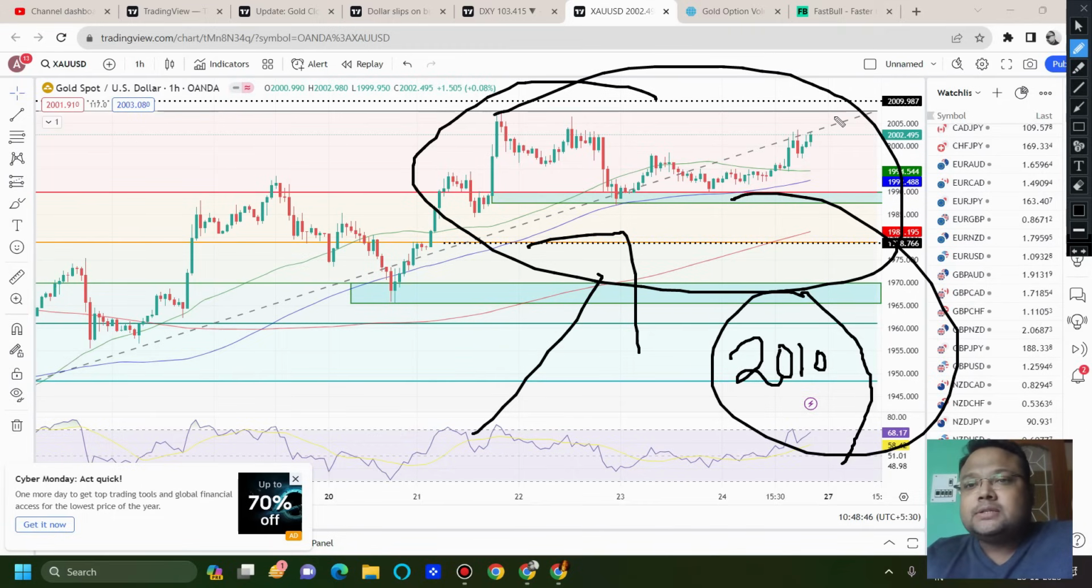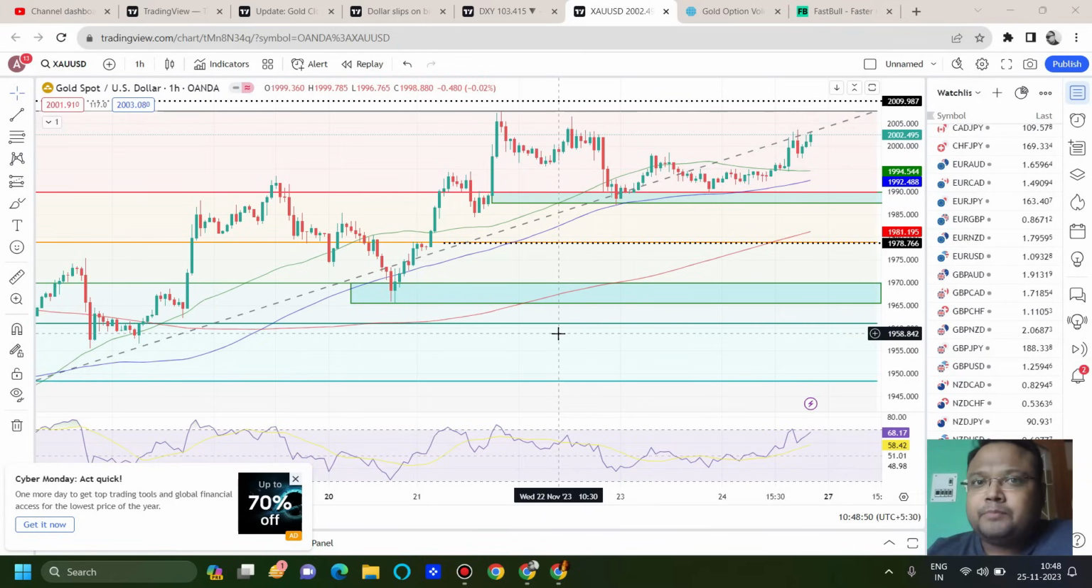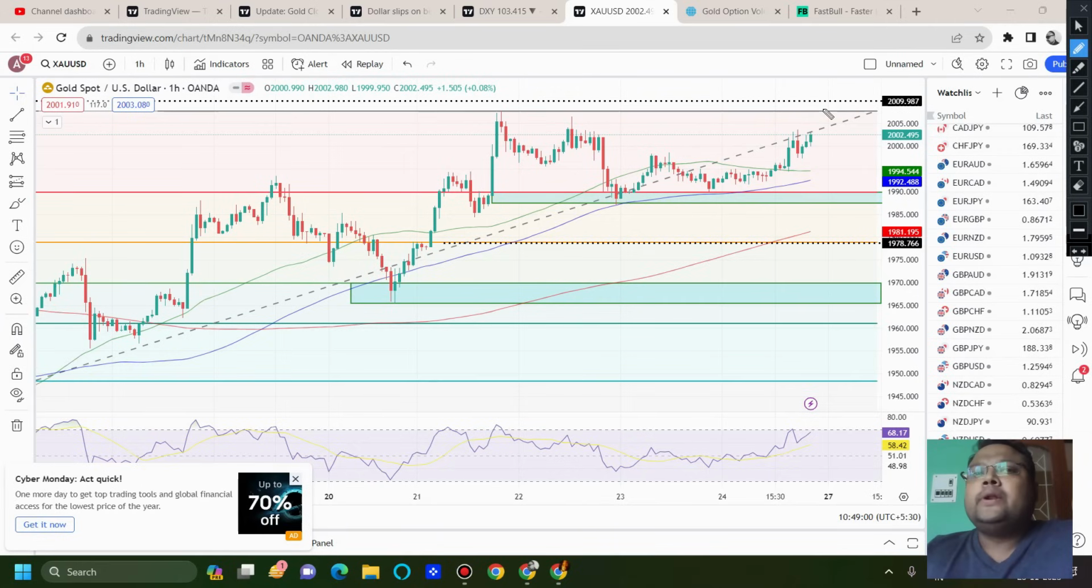But if gold reverses from 2010, let's assume that on Monday, listen to me carefully, gold goes up to 2010, fails to break, and it reverses. Then it depends on you whether you want to go for a sell or not, because in an uptrend market, usually it is better to avoid sell. But if you have the experience, if you know how to do scalping, you have got proper risk management skills, then you can look for a sell at 2007 to 2010 as well. But otherwise, if you're a beginner, try to stick to the levels that I mentioned.